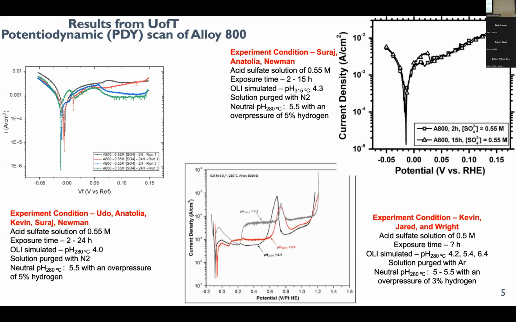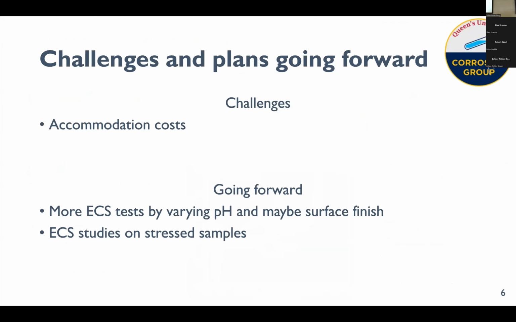This was the work done by Kevin and Gerard Smith at CNL, looking at the same concentration at 280 degrees. Theirs was at pH 4.2, another pH was about 4.3, and my pH is about 4.0. I'm using pH 4.0. So looking at the effect of pH in all these different studies is part of what I'm doing at U of T as well.